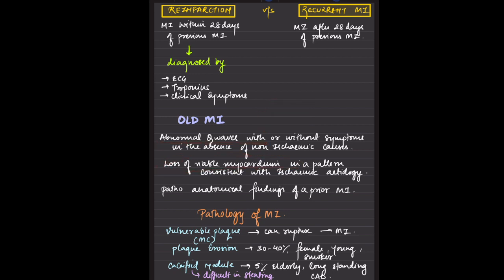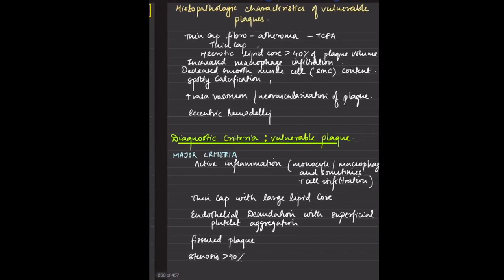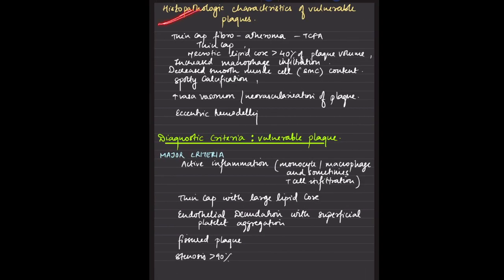Okay. Coming to the pathology of the myocardial infarction, we all are familiar with the plaque. So it could be a vulnerable plaque, it could be a calcified plaque, or a plaque erosion. So plaque erosion mostly in females and calcified nodules in elderly ones, wherein the stenting is very difficult. Vulnerable plaque can rupture, right, and cause MI, which is the most common one. Histopathology wise, we have a thin fibroatheroma, right? We have a thin cap in that. We have a necrotic lipid core, increased macrophage infiltration. There is decreased smooth muscle content. There is spotty calcification. There is eccentric remodeling, right?